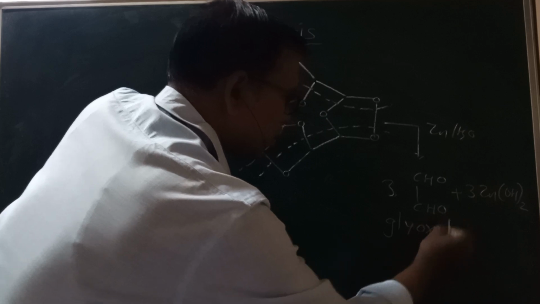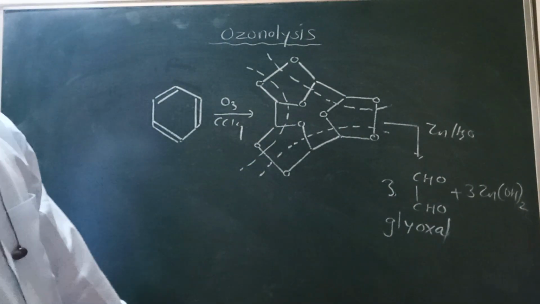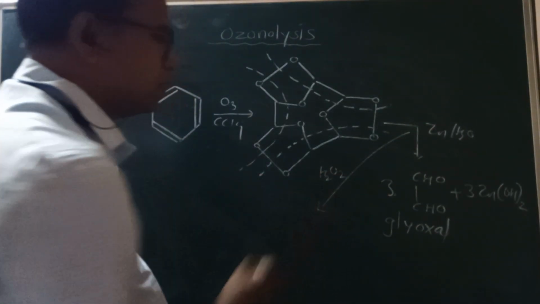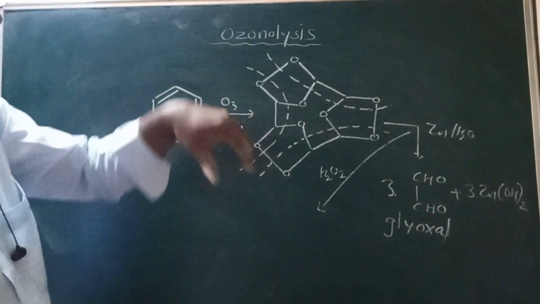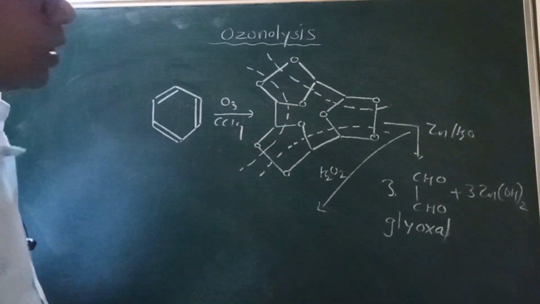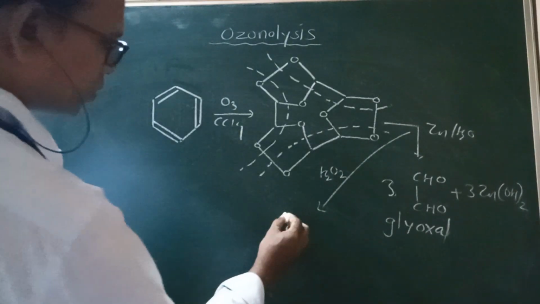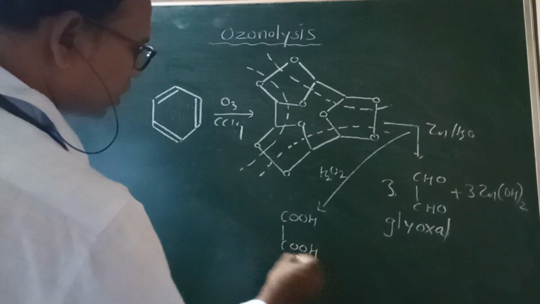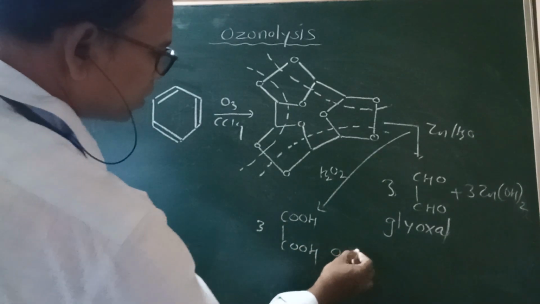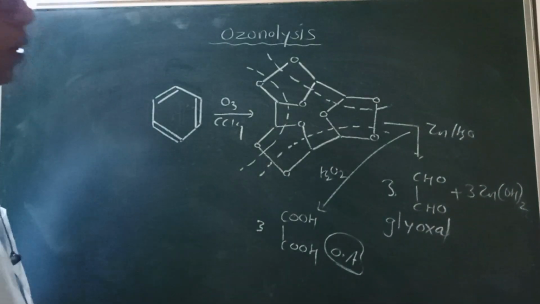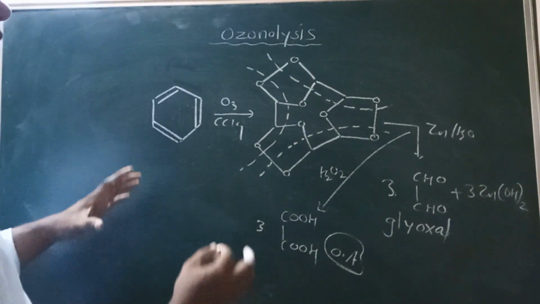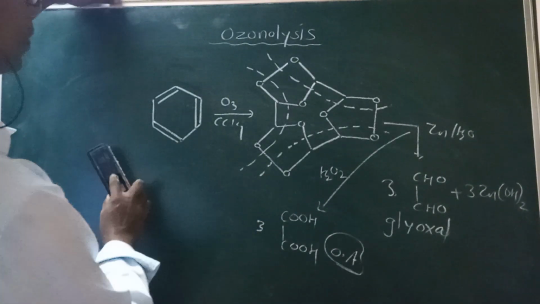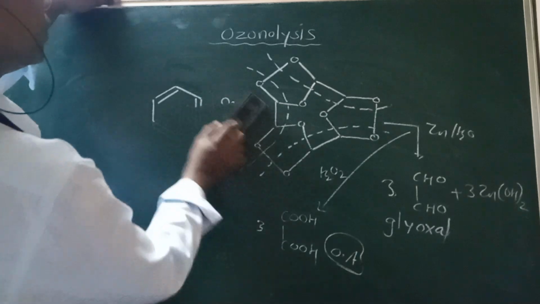It is called glyoxal. And if I carry out oxidative cleavage of it by using hydrogen peroxide, then this glyoxal is going to oxidize into what? The corresponding acid. Just convert the CHO group into COOH group. So we'll get three molecules of this, and this compound is oxalic acid. So that is about the reaction of benzene with ozone, the ozonolysis of benzene. Got it? Very good.